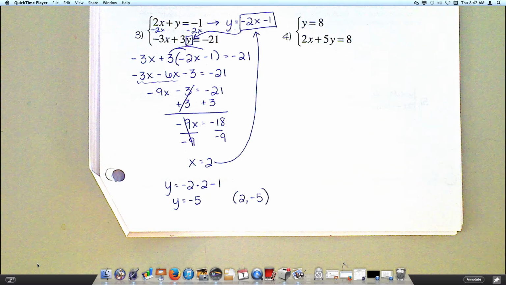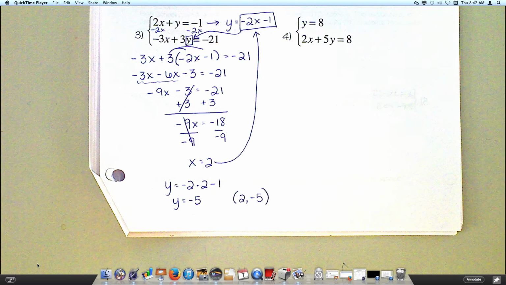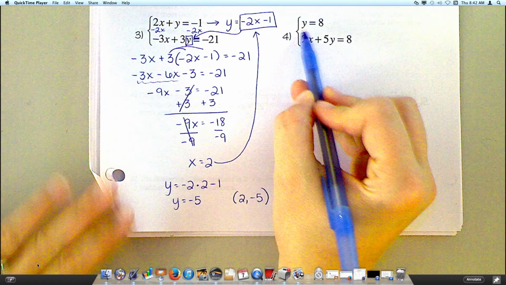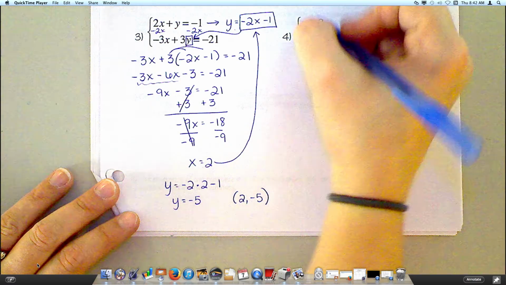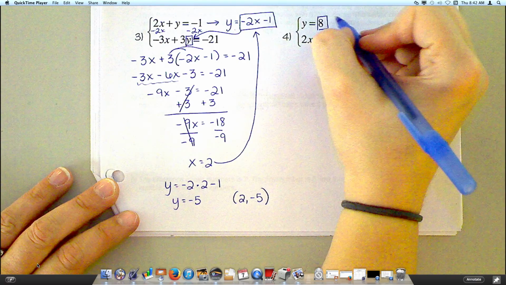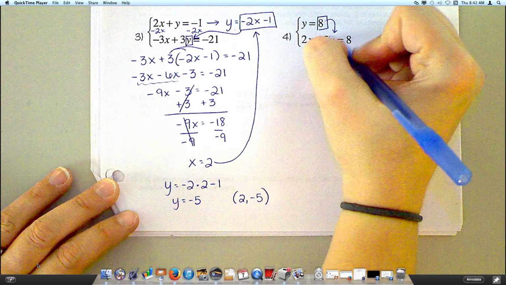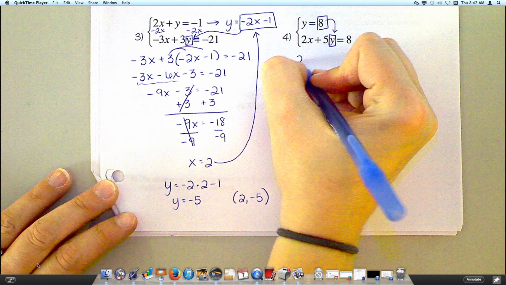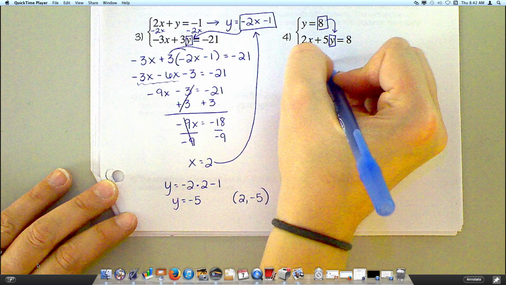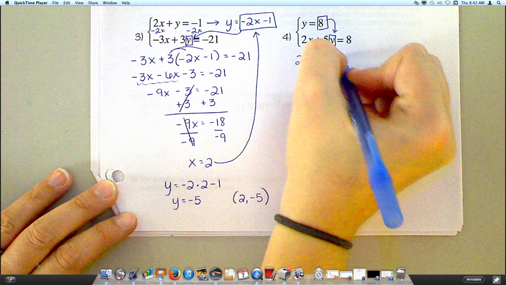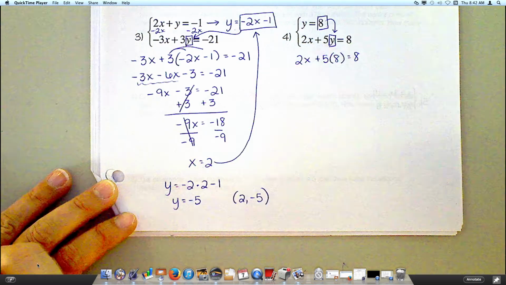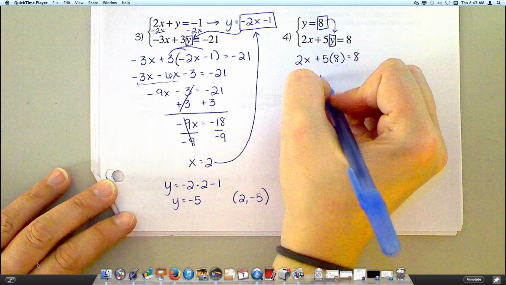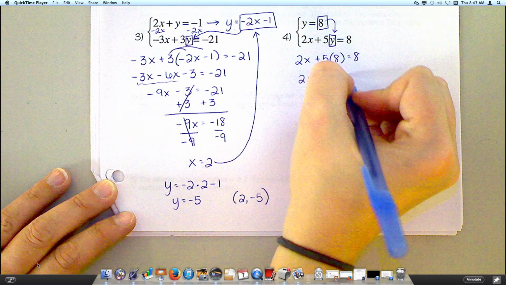Okay, probably this is one that you would get to on a homework assignment and go, wait a minute, I don't know what to do. But you do know what to do. It's easy. I have what y equals, right? Y equals 8. So y is the same as 8. I'm going to drop that in for y right here. And so I get 2x plus 5 times 8 equals 8. Well, this becomes 40. So 2x plus 40 equals 8.